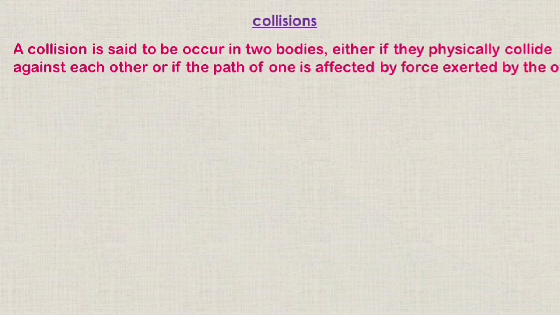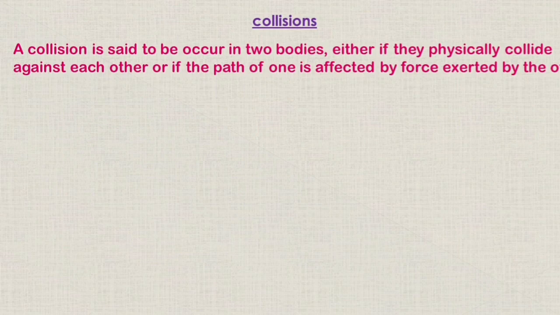That means a collision can occur when they are colliding with each other, or when the two bodies are in contact. It is not necessary to make contact. You can see in the second point here, if the path of one is affected by the force exerted by the other, it is not necessary to have physical contact. So even without physical contact we can say that a collision is taking place when the path of one is affected by the force exerted by the other.